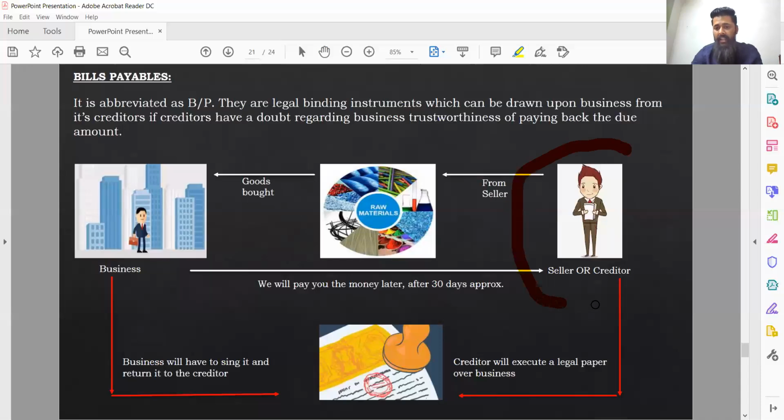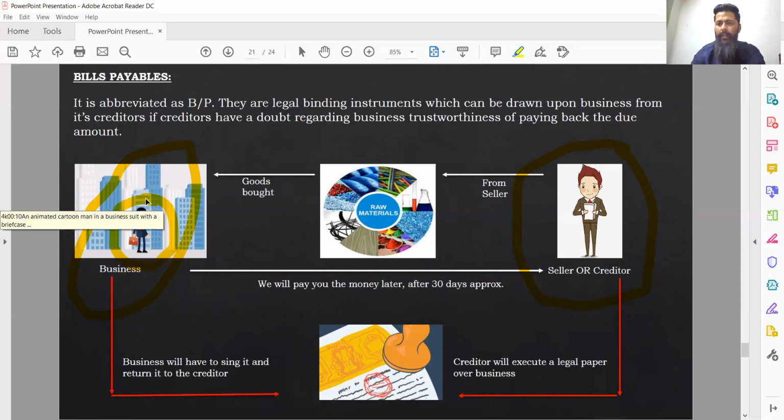But if the seller is unknown or unrelated to the business, that is, this is the first time we are dealing with this seller or purchasing goods from the seller, then the seller might be of the opinion that we, the business, may refuse to pay the requisite sum to the seller after expiry of that specified period of time. Then what is the seller going to do? The seller is going to execute a legal paper over us.